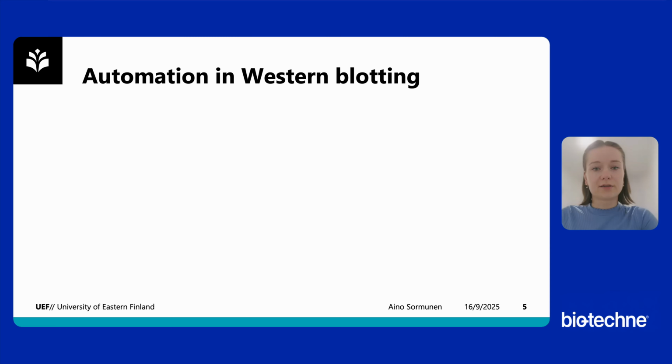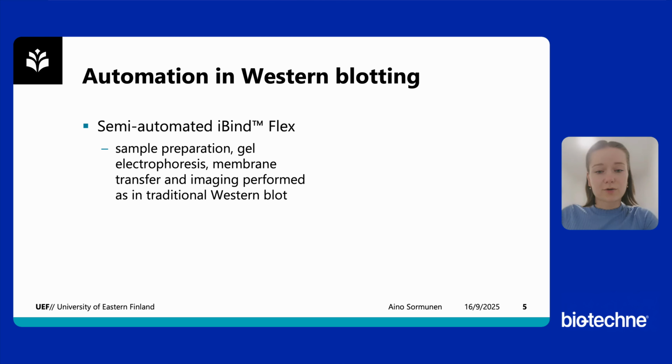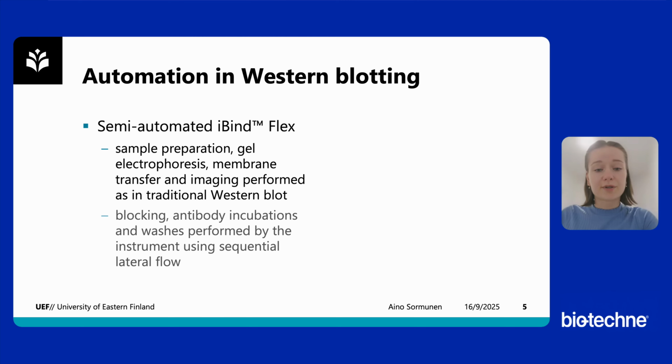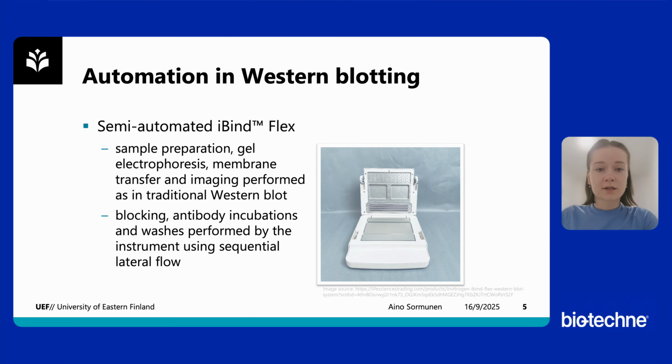To combat these difficulties, different degrees of automation have been developed for different parts of the Western blotting process. One example of this is the semi-automated iBind Flex device. So, sample preparation, gel electrophoresis, membrane transfer, and imaging are performed exactly as they are in traditional Western blotting, but then the device can perform all of the blocking, antibody incubations, and washes using sequential lateral flow.